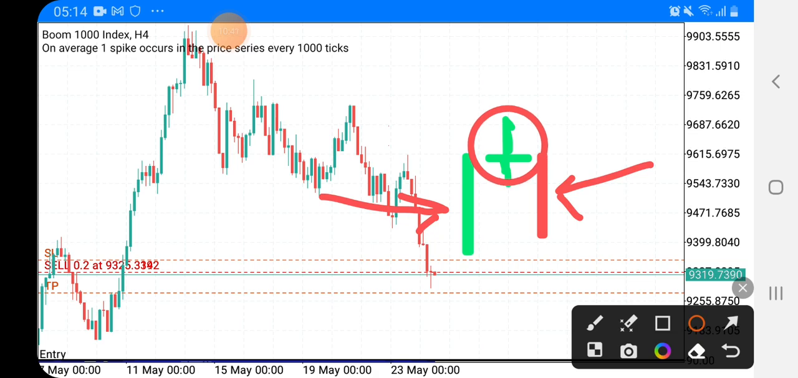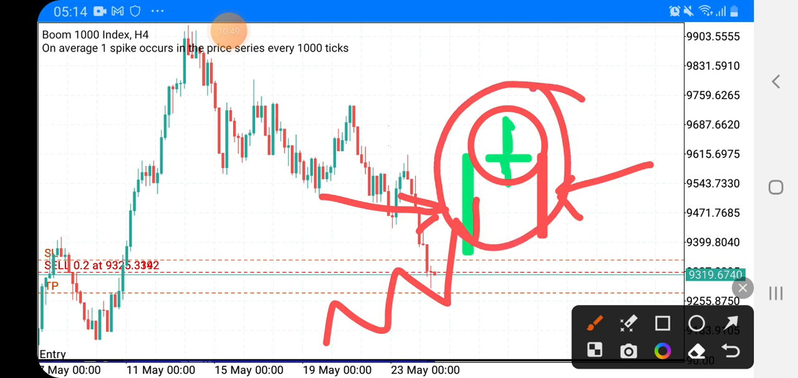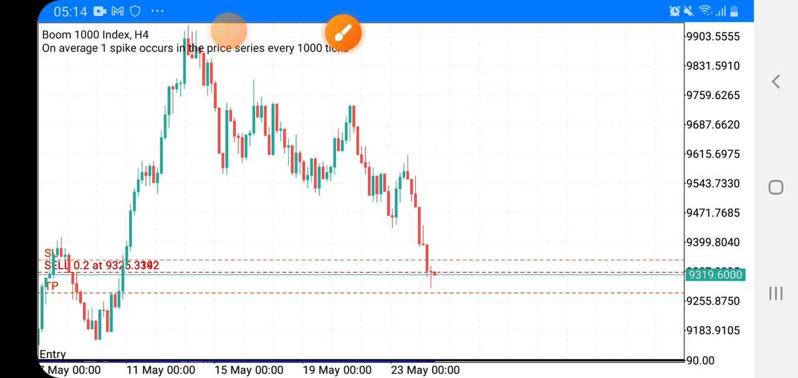So this is the evening star, right? It's a reversal pattern. So if you have the price pushing to the upside and at the end of the day you form this reversal candlestick pattern, you are likely going to be selling from here. Okay, the opposite is the morning star, guys.